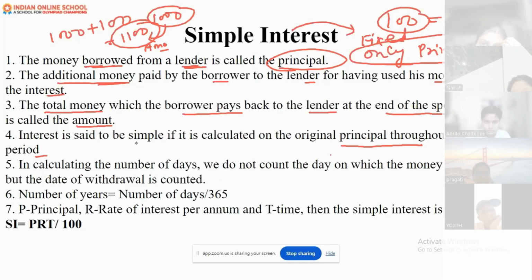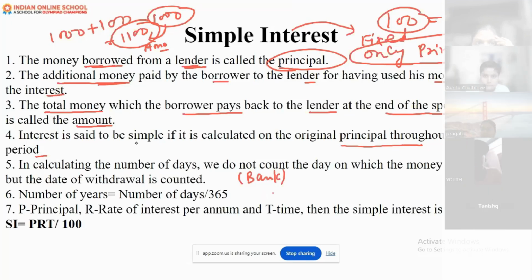Next point. In calculating the number of days, we do not count the day on which the money is deposited, but the date of withdrawal is counted. When we go to the bank, you will see. Has anyone of you seen your passbook or your parents' passbook? Have you checked it today? Is everyone clear with what deposit and withdrawal are? What is deposit?